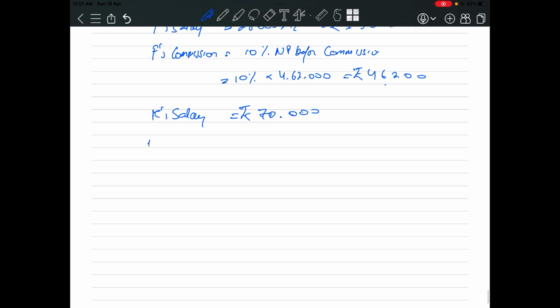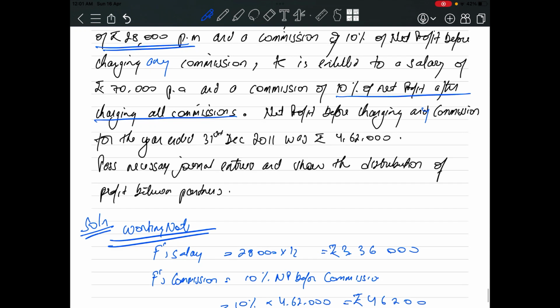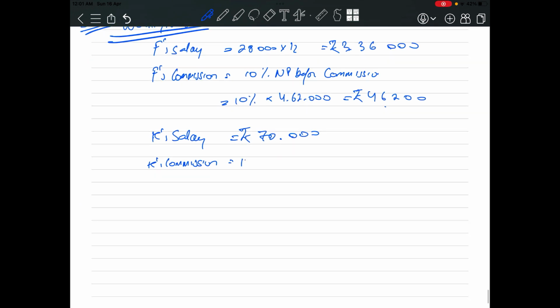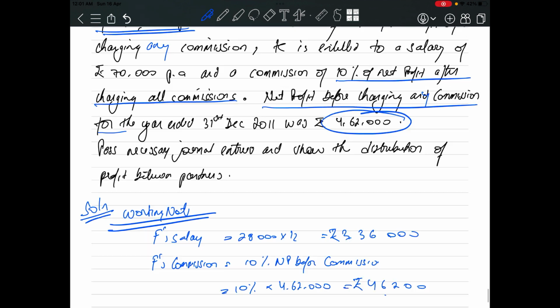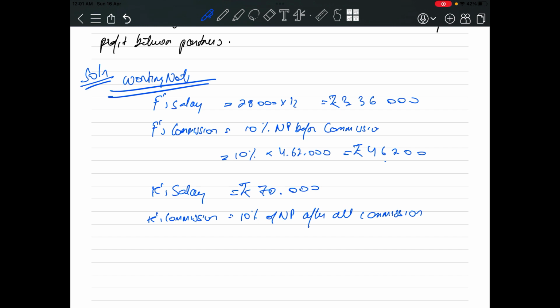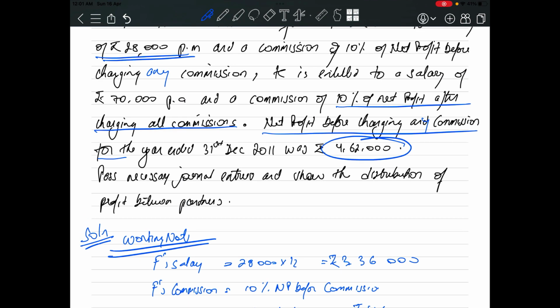Now we'll have to calculate K's commission. K is getting how much? 10% of net profit after all commission. See, what has the question given us? The question has given us net profit before charging any commission. So can I use this net profit to calculate K's commission? No, I cannot use this, because the requirement of the question is 10% of net profit after all commission. The question has given us profits before any commission.